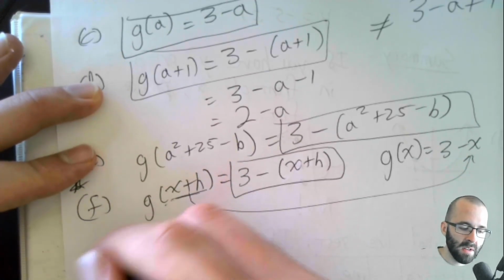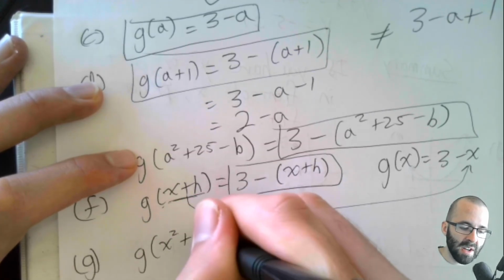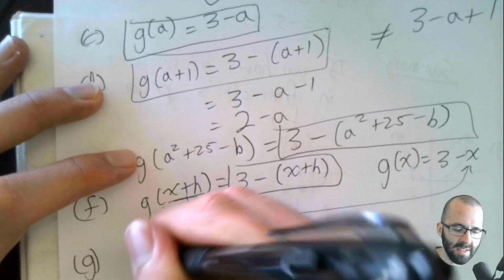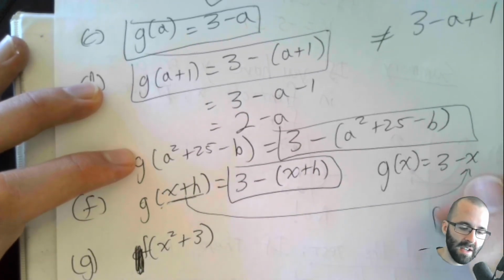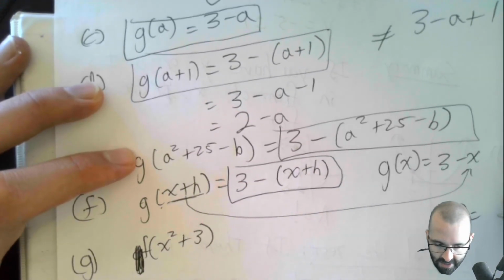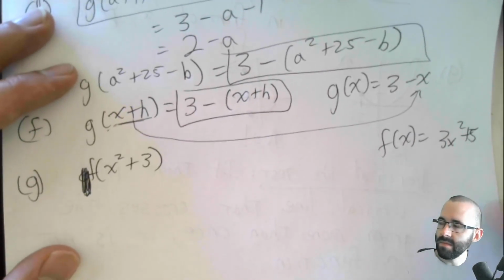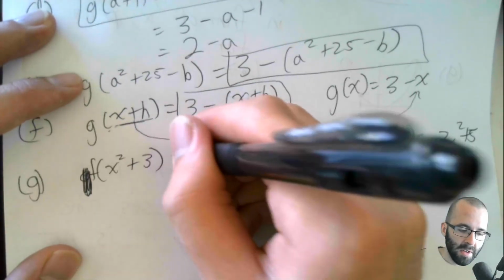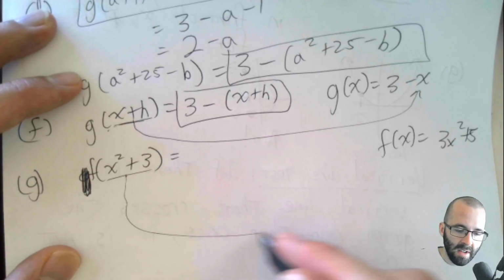Do one more. See, you have x squared plus 3. No, I'm done with g. f. Again, I'll copy this down so you can see it. f of x was 3x squared plus 5. So you look at your input. Our input is x squared plus 3.